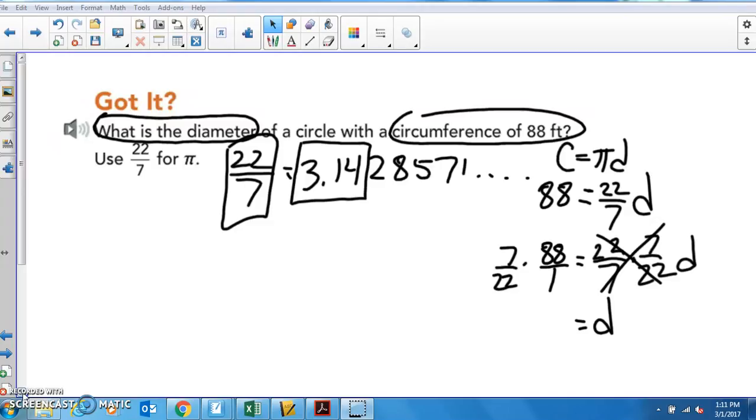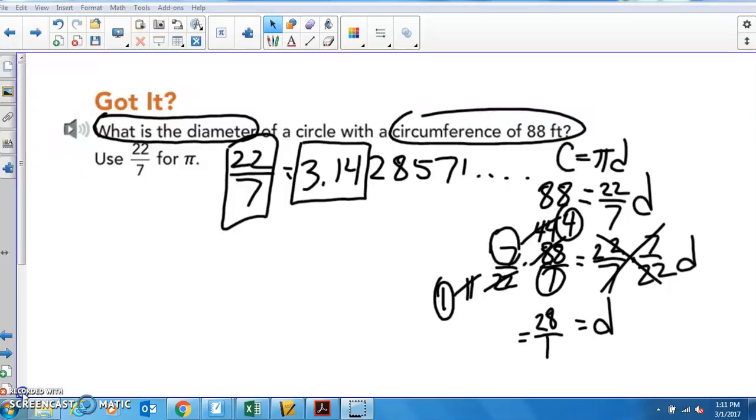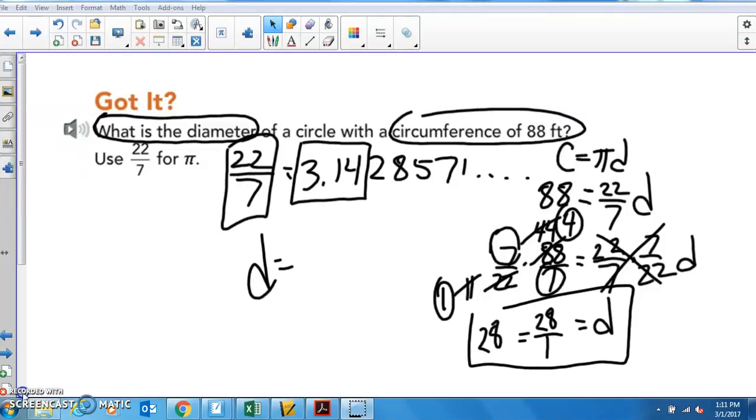And so I now have 7 over 22 times 88 over 1. And what I can do is simplify if I want to. We can look at that and tell that 2 can go into 22 11 times, 2 can go into 88 44 times. So I can just keep on simplifying. So 11 can go into 11 one time, 11 can go into 44 4 times. So it leaves me now with 7 on top, 4 on top, and 1 on the bottom. So I multiply my top numbers to get 28. Multiply my bottom numbers and I get 1. So 28 over 1 equals 28. So what that represents is a diameter of 28 feet.